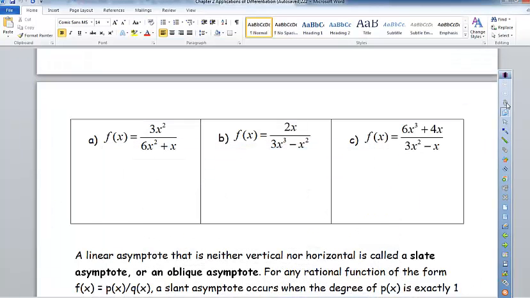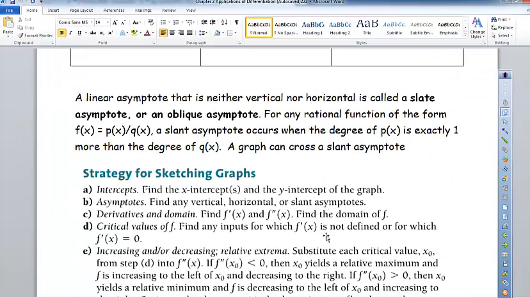There's one other type of asymptote that I don't think we talk about so much in Math 110, and that is a slant, that should say slant, not slate, asymptote. A linear asymptote that is neither vertical nor horizontal is called a slant asymptote or an oblique asymptote. For any rational function of the form f of x equals p of x over q of x, a slant asymptote occurs when the degree of p of x is exactly one more than the degree of q of x.